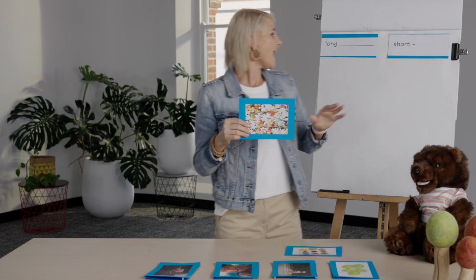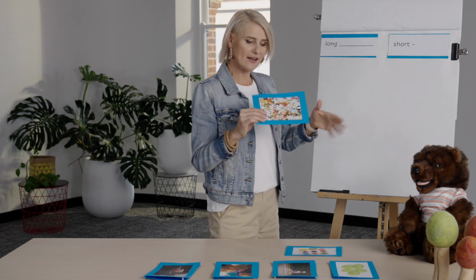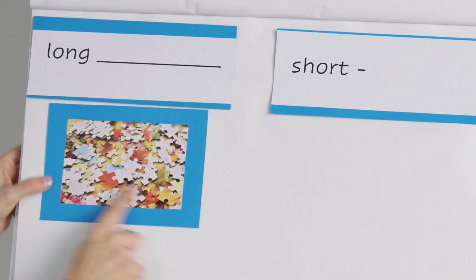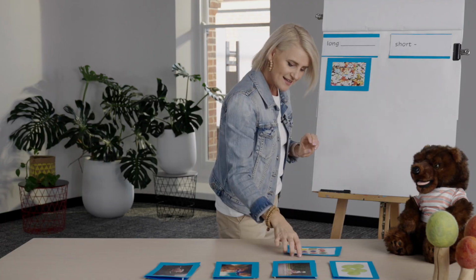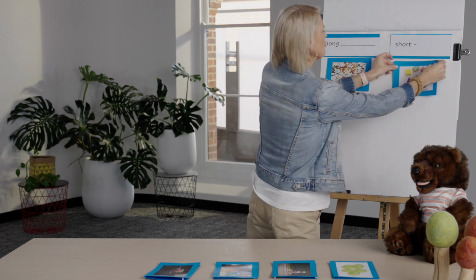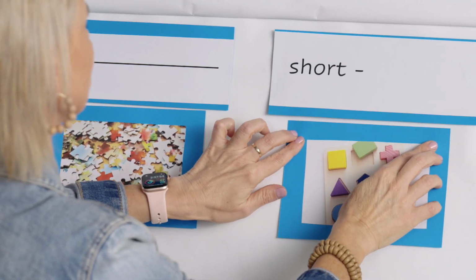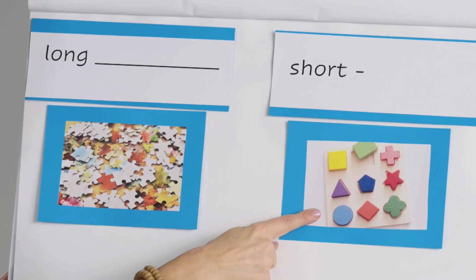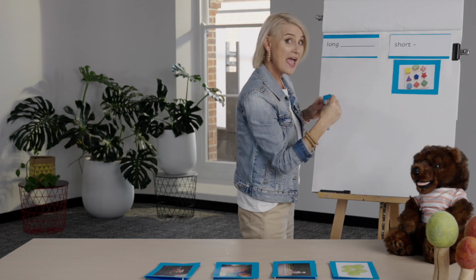Behind me, I've got a chart that I've made up so we can classify these and put them into different categories. So we decided that this puzzle here has a long duration because it has lots of pieces. And this puzzle with 9 pieces has a shorter duration. Long and short. Okay, ready to compare another pair, Baby Bear? I am. Are you ready at home?